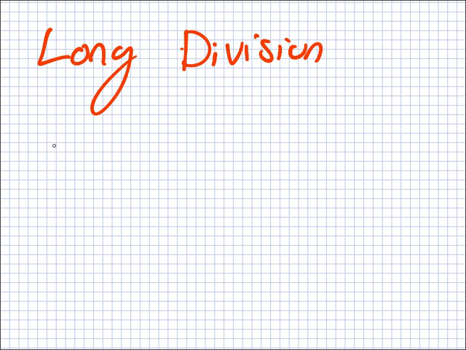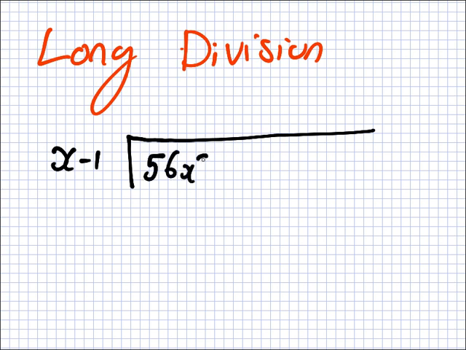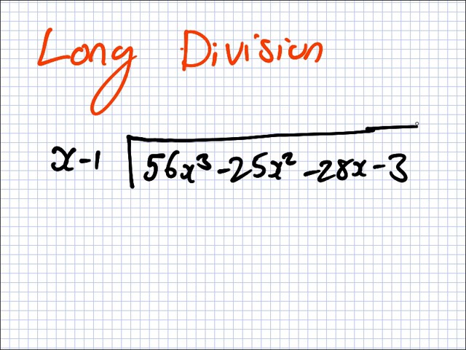Let's take an example, and let's not make it too difficult. X minus 1 divided into 56x cubed minus 25x squared minus 28x minus 3. Okay, so I'd like you all to write this down carefully. We'll do a couple of examples of the process here.